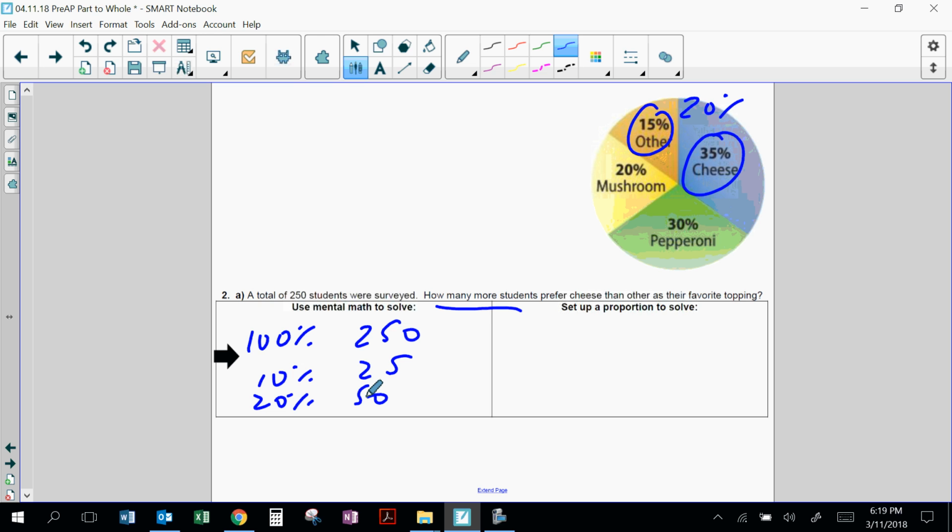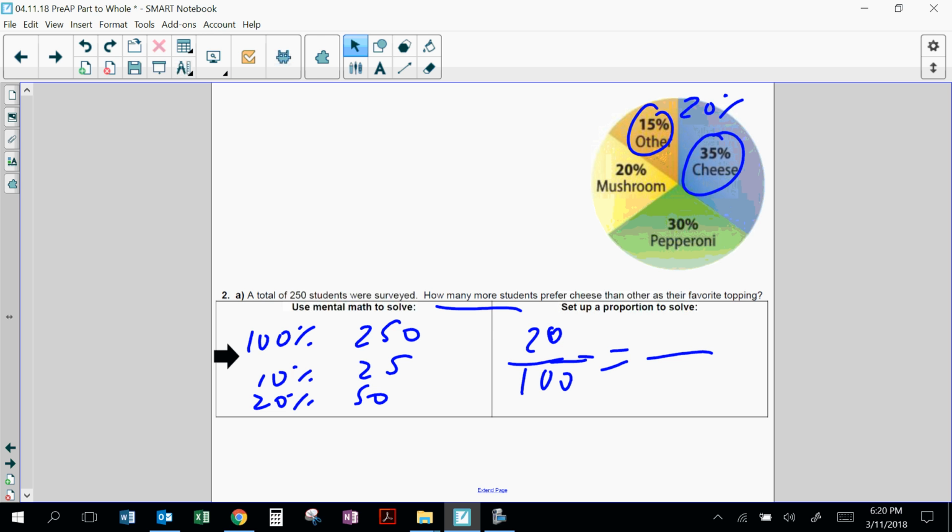Instead of a proportion. So there's a 20% difference between how many more students like cheese than other. And how do you write 20% as a fraction? 20 out of 100. And then there's 250 total students. So how do you build it from here? Oh, wait. Can we do an up and down relationship? Let's do that. That's easier. How do you turn 100 to 20? Divide by 5. Divide by 5. You get 50. If not, I could just multiply by 2.5 as a scale factor, if that's what you prefer.